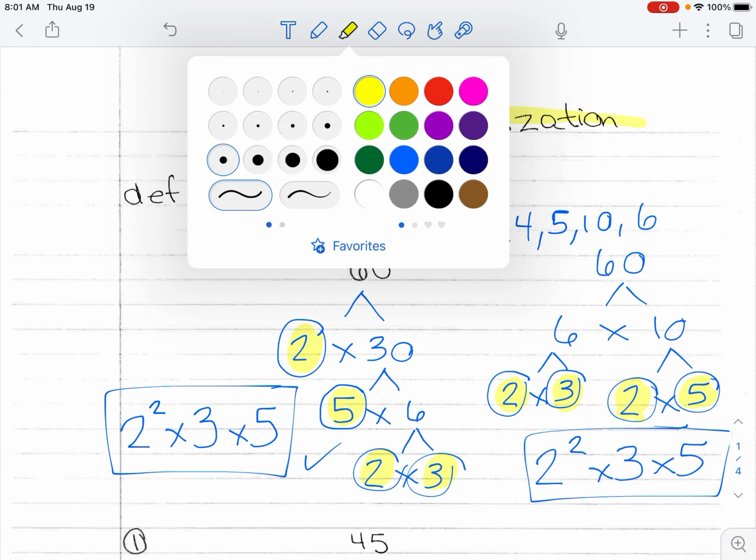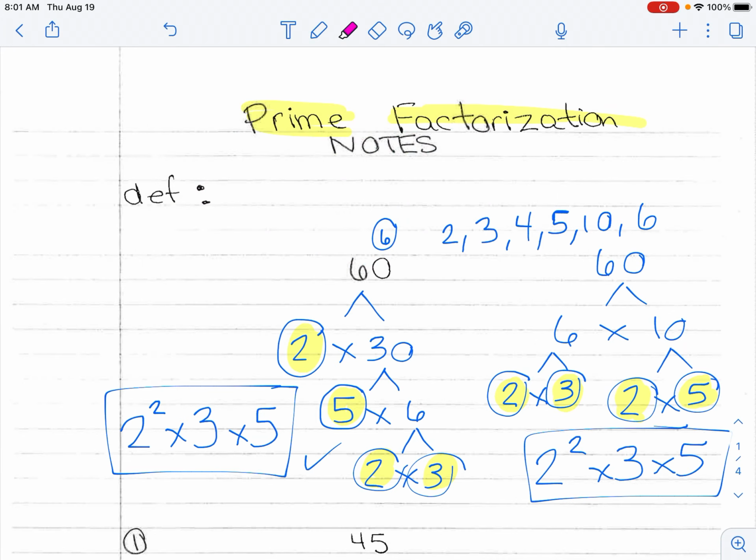So if you're sitting beside somebody and they start their tree with 2 times 30, and you start your tree with 6 times 10, you're both right. We're both going to get to the final answer of 2 squared times 3 times 5.